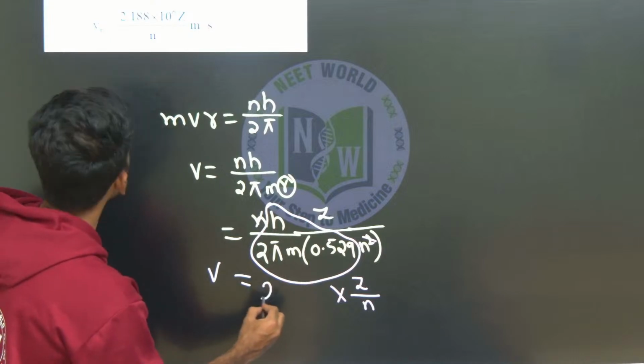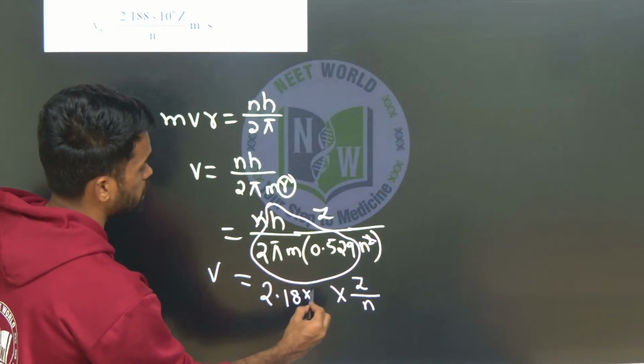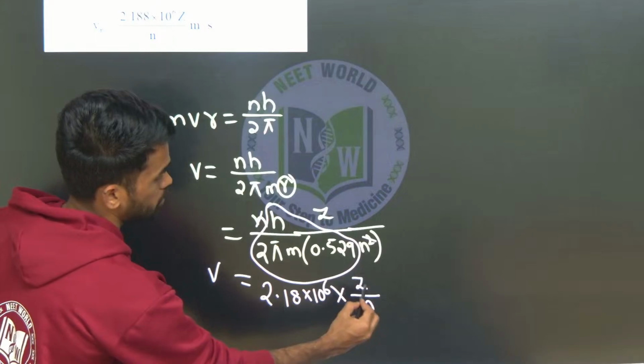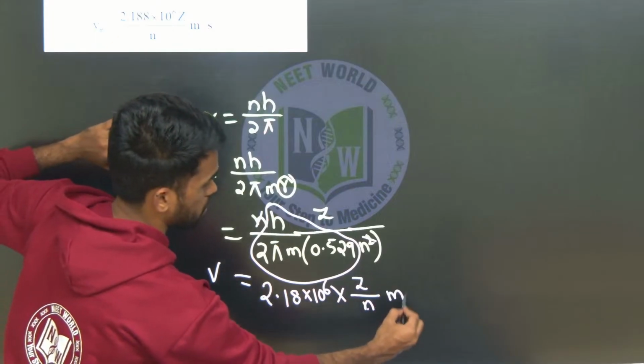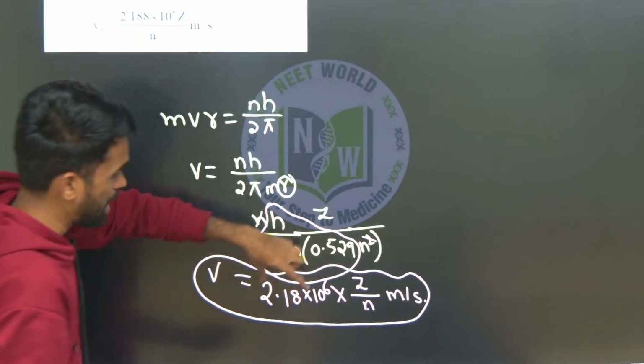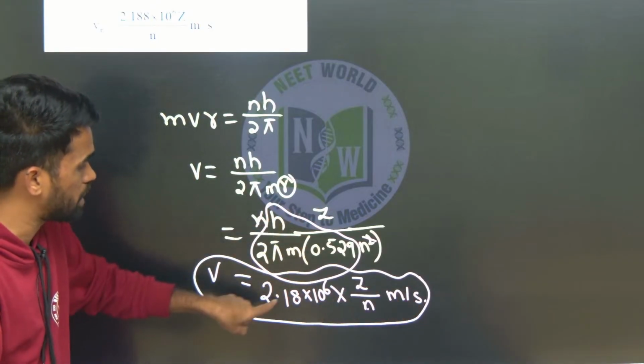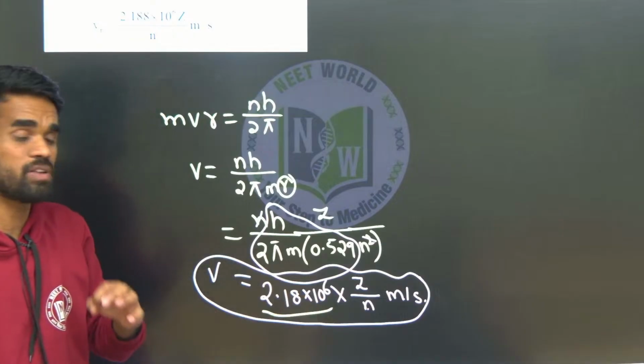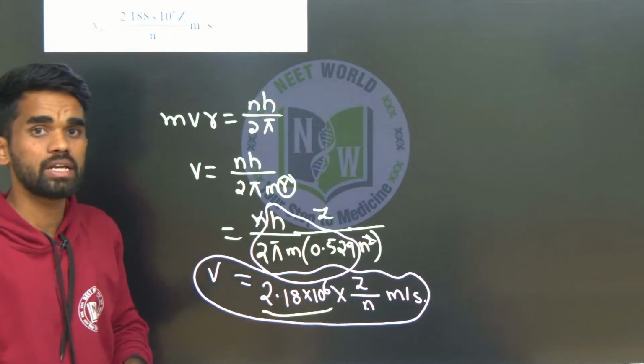Look at this option, the formula which I have already given. So this will be the value of the constants. By simplifying this, we will get 2.18 into 10 power 6 Z by n meter per second.